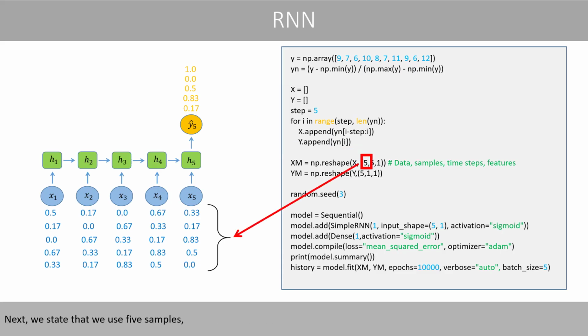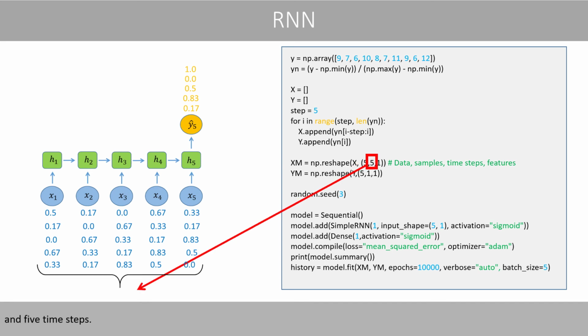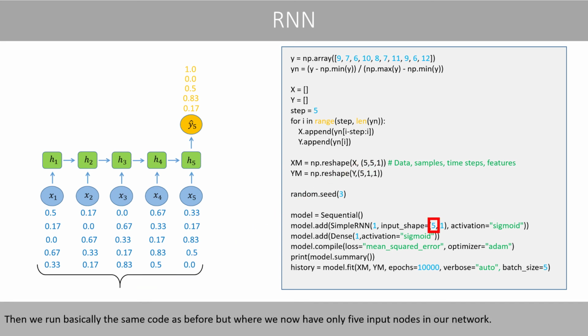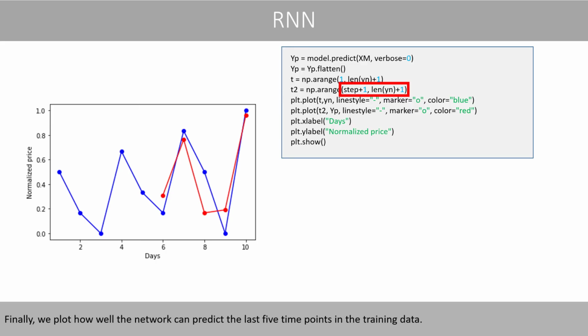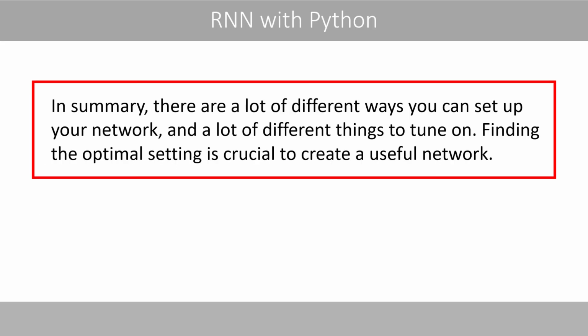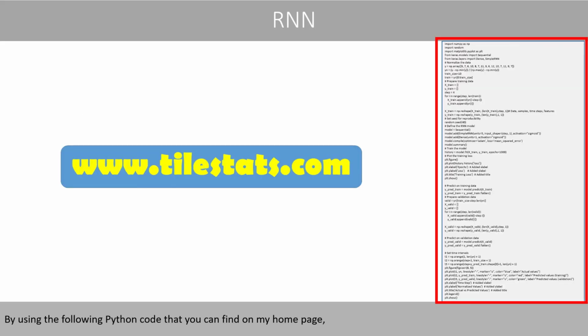Next, we state that we use 5 samples and 5 time steps. Then we run basically the same code as before, but where we now have only 5 input nodes in our network. Finally, we plot how well the network can predict the last 5 time points in the training data. In summary, there are a lot of different ways you can set up your network, and a lot of different things to tune on. Finding the optimal setting is crucial to create a useful network.